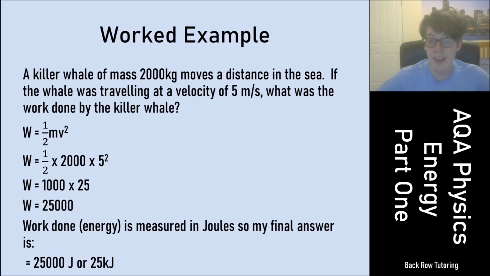Put in our numbers. So work done is half multiplied by 2,000 multiplied by 5 squared. W is, well, half of 2,000 is 1,000 and 5 squared is 25. Our final value for work done, if you evaluate that equation, is 25,000. So the work done, or energy, is measured in joules. So my final answer is 25,000 joules, or, if you're clever, you can write it as 25 kilojoules.